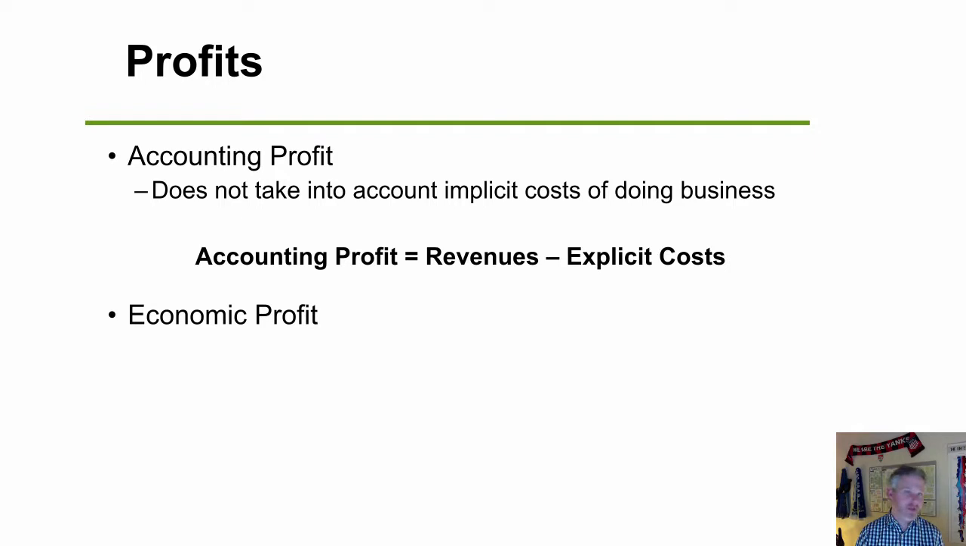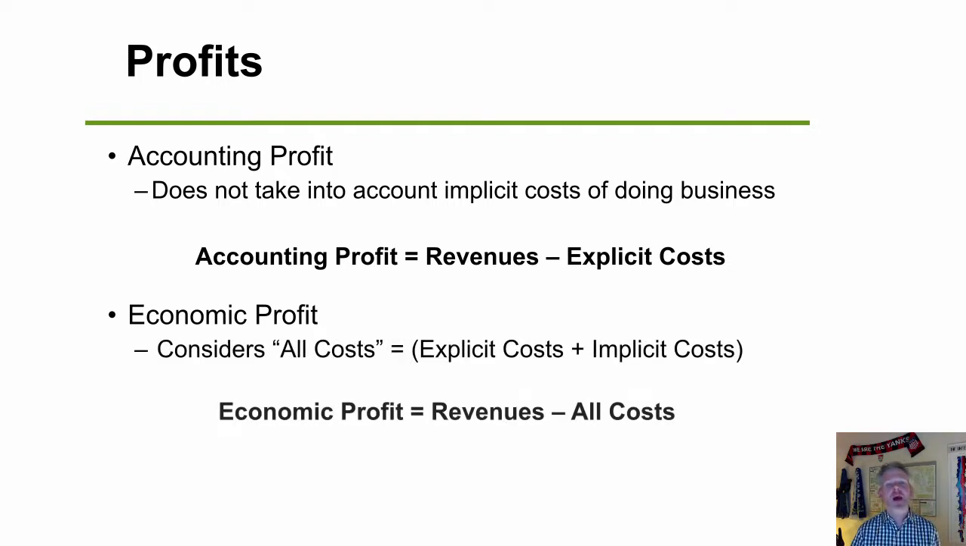Like how much did you pay for the machines? How much did you pay for the wages? How much did you pay for your raw ingredients? Economic profit is a little different. Economic profit considers all the costs, both the explicit costs and the implicit costs. So economic profit is revenue minus all of your costs.